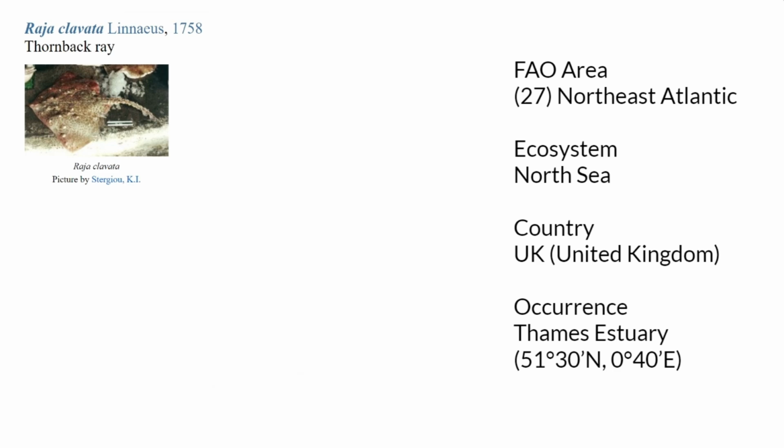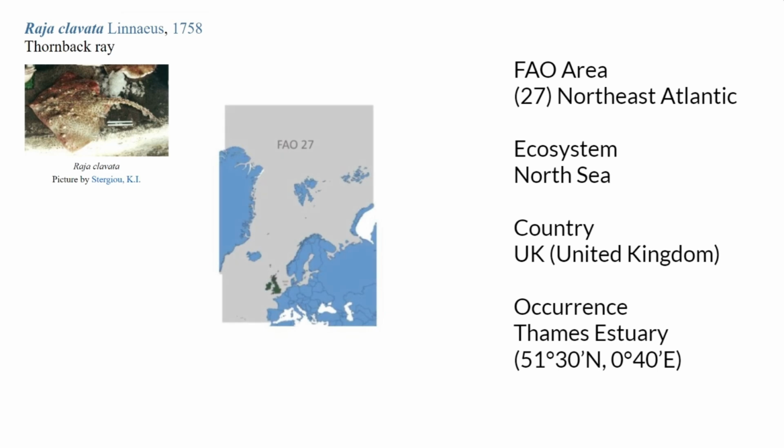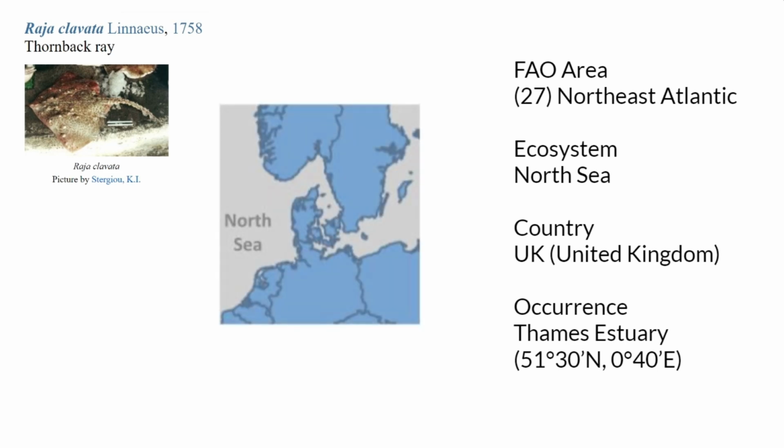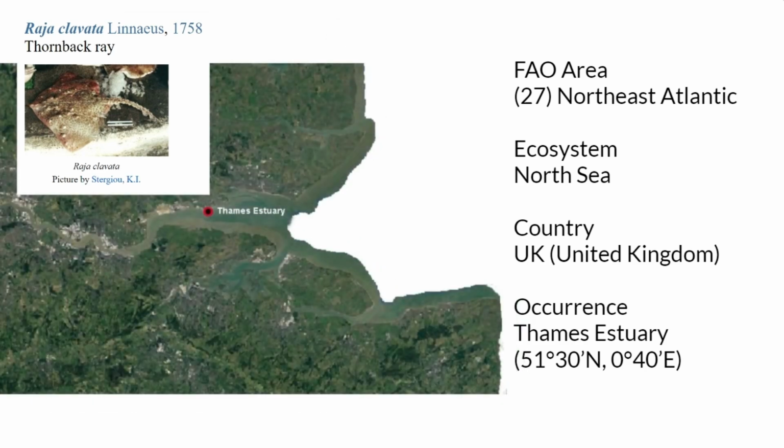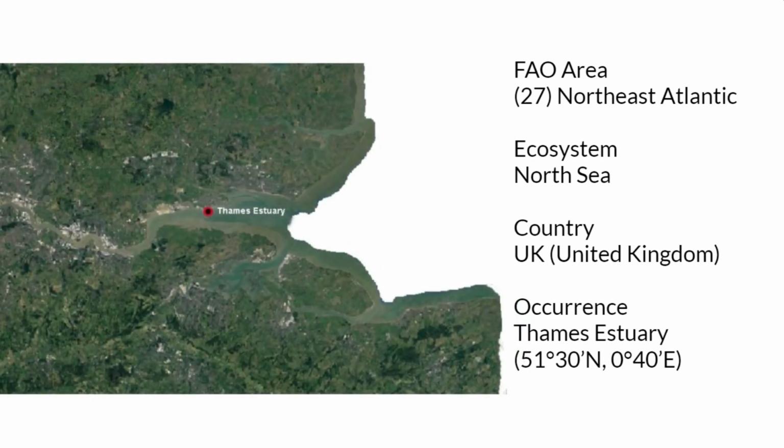It is a fish species found in the northeast Atlantic, within FAO Area 27. Specifically in the North Sea. In the United Kingdom. In the Thames estuary. This displays the different coverage of distribution in the databases from the largest, the FAO area, to the smallest, showing the exact occurrence point where a species can be found.